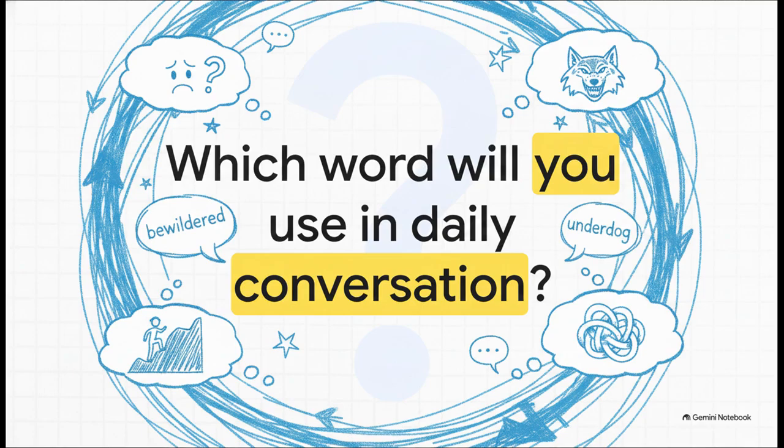So, as we wrap up this explainer on Lesson 14, I want to leave you with one final thought and a bit of a challenge to truly lock in your learning today. Knowledge isn't just about passive understanding, right? It's about active application. So, which of these newly mastered words, whether it's bewildered, vicious, underdog, or unruly, will you confidently thrust into your own daily conversation? Pick one right now, just one, and make it yours today.